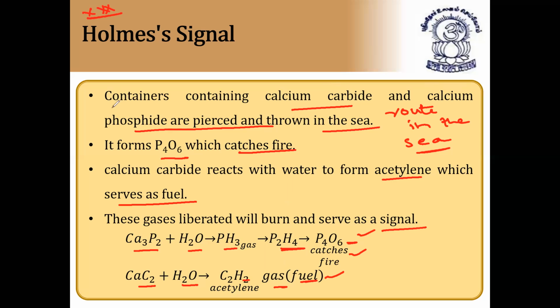So what is Holmes signal consisting of? It contains a container containing calcium carbide. This they'll ask in the objective. Holmes signal contains a container containing calcium carbide and calcium phosphide. From calcium phosphide along with water, we'll get phosphine gas, which further changes to P4O6, which catches fire. And from calcium carbide with water, it forms acetylene gas, which is used as fuel. So both these are formed, which results in a big fire. That big fire serves as a signal. So this is called Holmes signal.